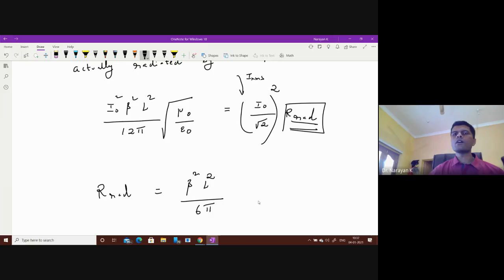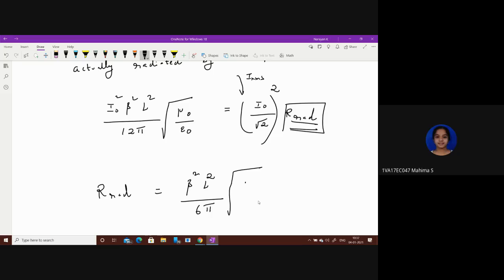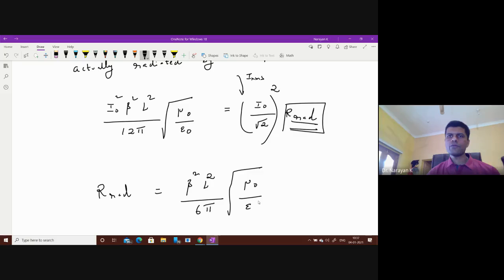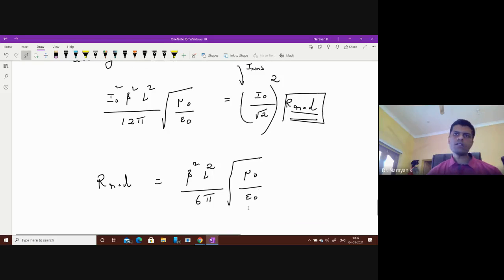See root, what happens here? Root 2 square will be 2, 2 goes there, 2 ones are 6, 6 pi. Right, agreed. I naught will get cancelled. Yes or no, Mahima? Are you with me? Yes, sir. Into mu naught by epsilon naught.